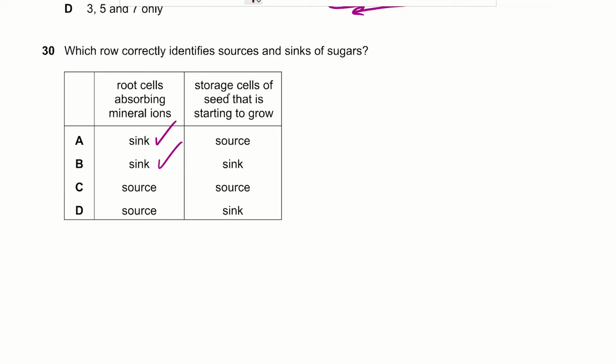Now, storage cells of seed that is starting to grow. So storage cells of the seed is going to be the source in this case, because it is supplying a plant that is yet starting to grow.